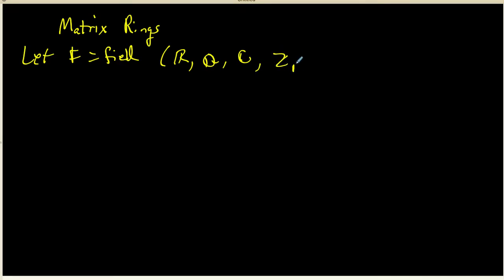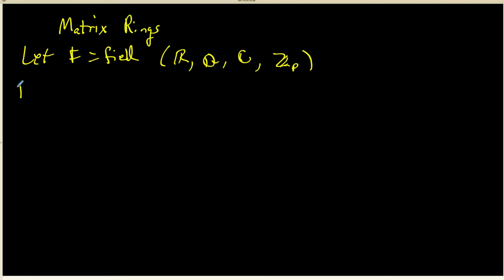In this recording we're going to be looking at matrix rings, and the first thing I want to do is let F be any field at all. Now the most common fields that people tend to work with, of course, are the real numbers, the rational numbers, the complex numbers. But it turns out that the integers mod a prime form a finite field. So we could be looking at any of these kinds of structures.